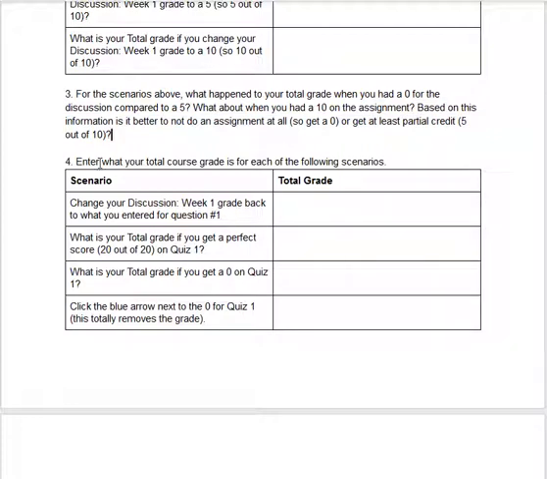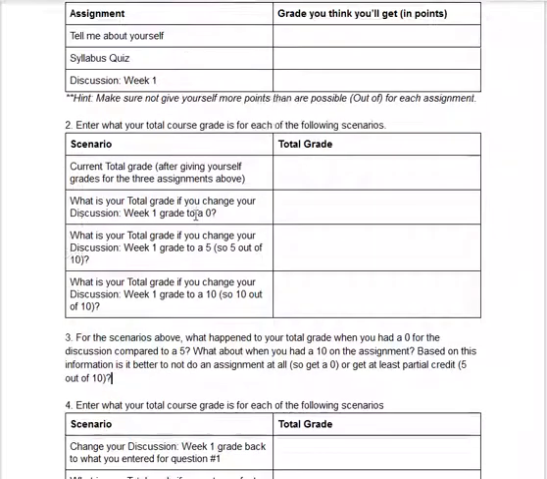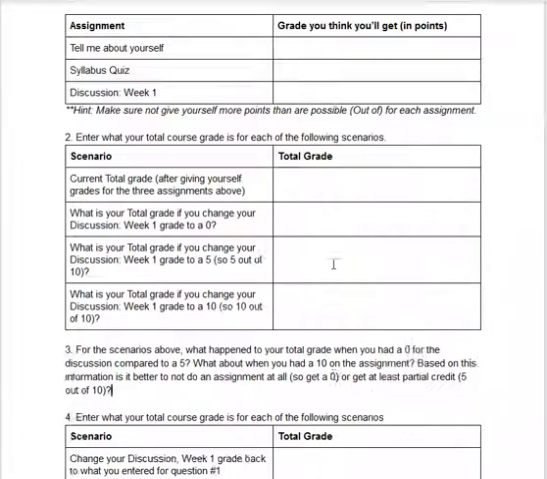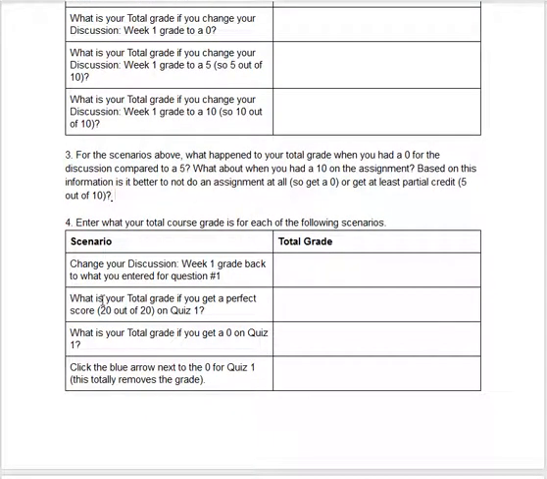So it's another scenario one. The purpose of this one is for the students to understand the weighting and how the different weighting impacts the grade. So for this scenario, we're going to change your discussion week 1 grade back to whatever they entered for question 1, whatever it was back up here. Then what is your total grade if you get a perfect score, 20 out of 20 on quiz 1? What is your total grade if you get a 0 on quiz 1?